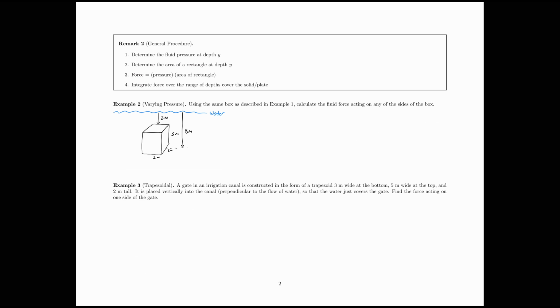So here I just copied that same diagram that we had in the previous example or the previous video. In the previous video and in example 1, we calculated the fluid force acting both on the top and bottom surfaces of this box. But for the top and the bottom, the pressure is constant because the depth is constant on those two surfaces. But in this example, we're going to take a look at what happens when we are looking at the side of the box where the depth changes continuously as you move from top to bottom.